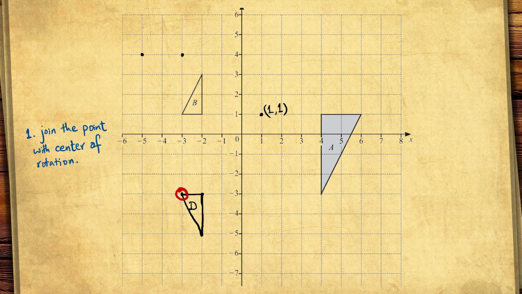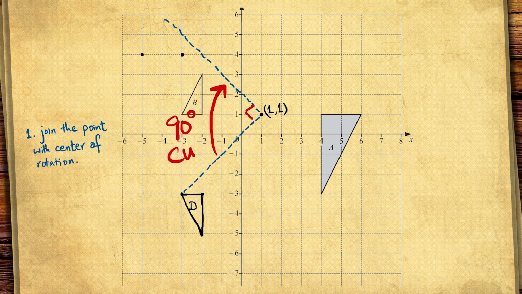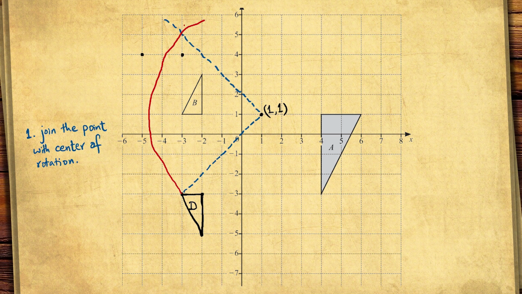Now let's rotate this third point about the center of rotation. First we need to join the point that we are rotating and the center of rotation. Next, use a protractor to draw a line that makes a 90 degrees angle over here. That means we have rotated it 90 degrees clockwise. To find the location of the rotated point, place a compass over here, open the compass to this length, and draw an arc. The intersection point of the arc and the line will be the location of the rotated point, that is over here. And this is the triangle that we get after the rotation.